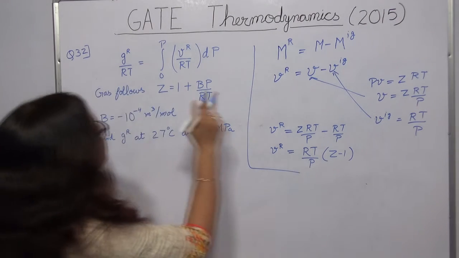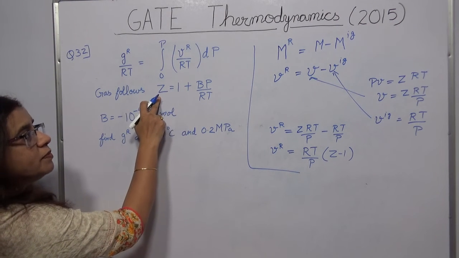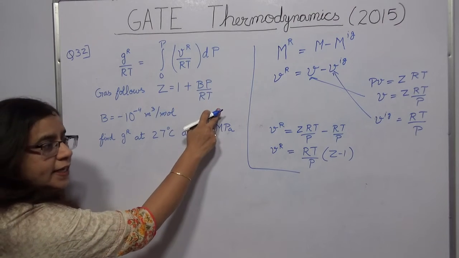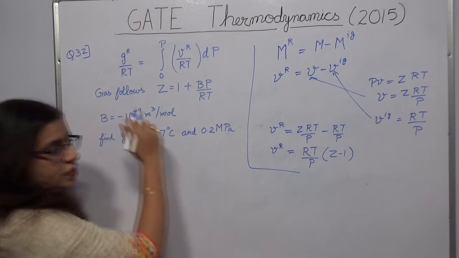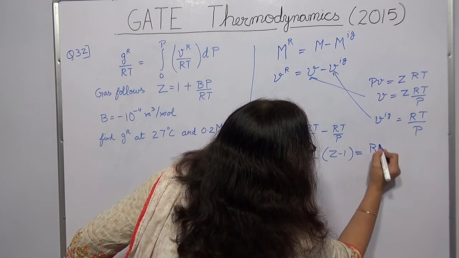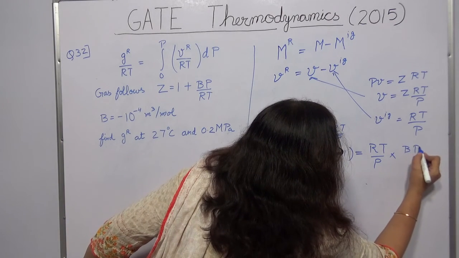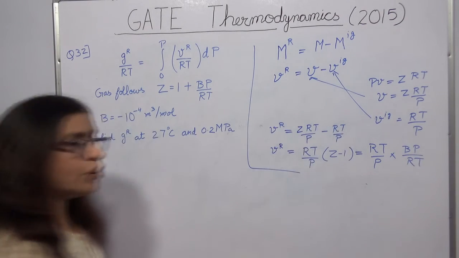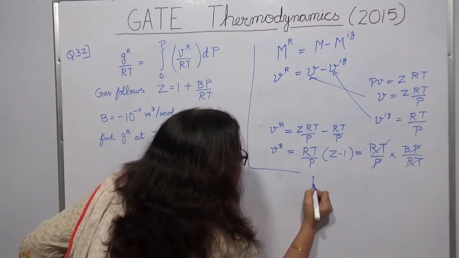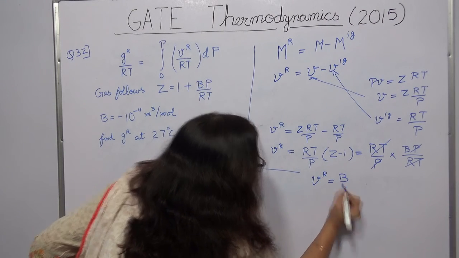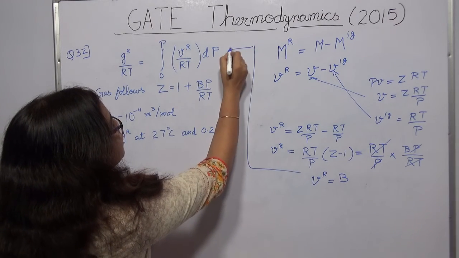Now I don't know Z, but I know this equation of state. So what I will do is, if I take 1 over here, it will be Z minus 1, that will be equal to BP by RT. So I am going to replace Z minus 1 using my Virial equation of state. So now this equation becomes RT by P multiplied with BP by RT, because this is equal to your Z minus 1 from Virial equation of state. RT gets cancelled, P gets cancelled, what you are left with is only B. So your molar residual volume is only equal to B. Now I am going to take this value and plug it over here.